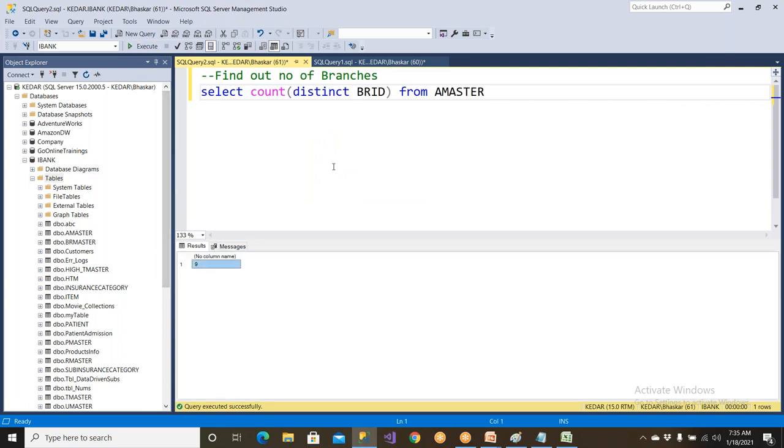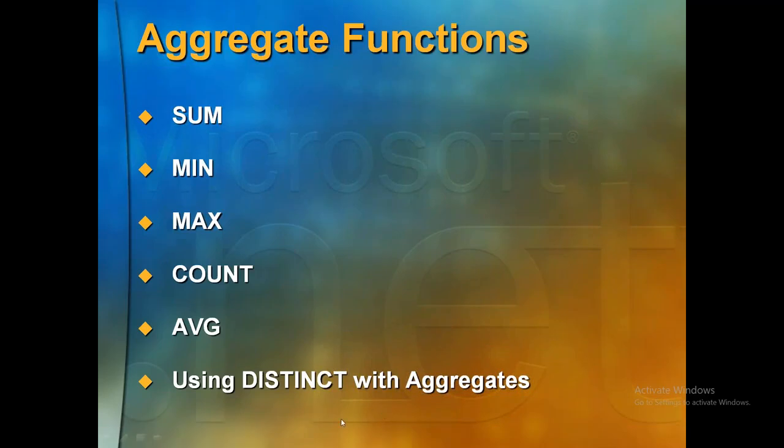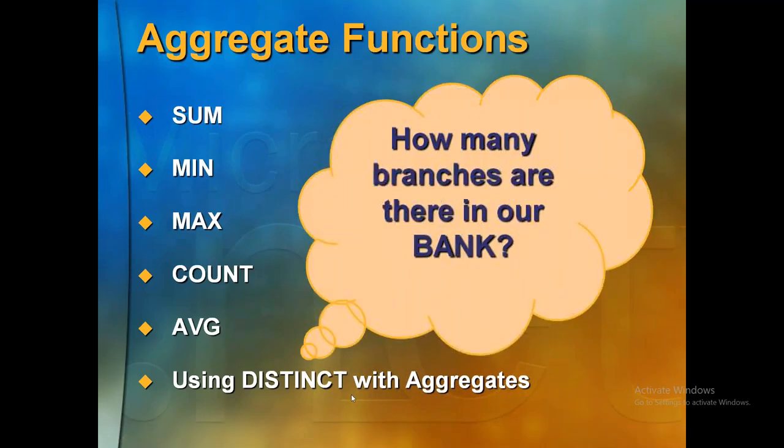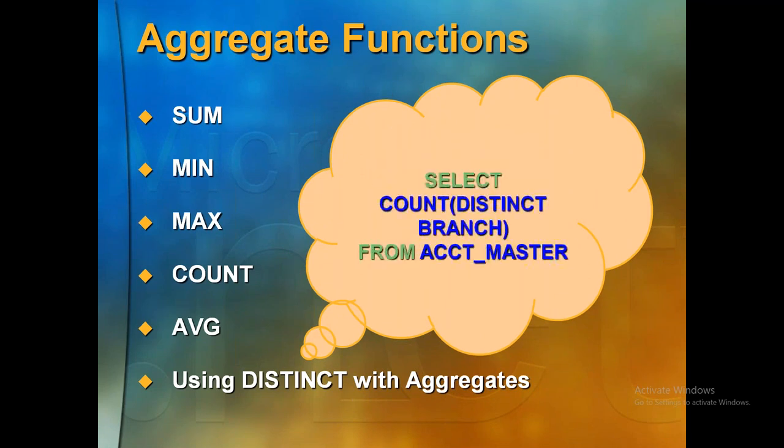So this is the query. Distinct can also be used within the count, as number of branches. Clear? So this is one more query. We can use distinct with aggregates. How many branches are there in our bank? So we can use select count of distinct branch ID from the account master table.